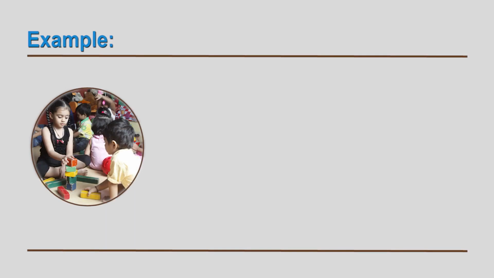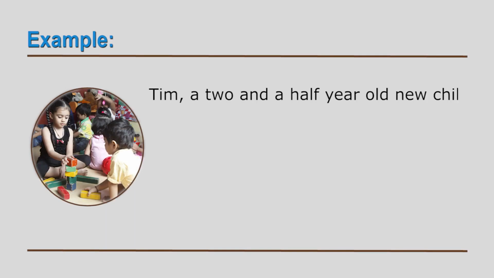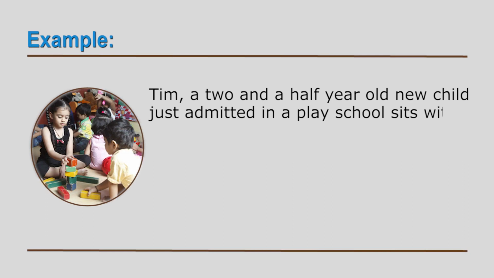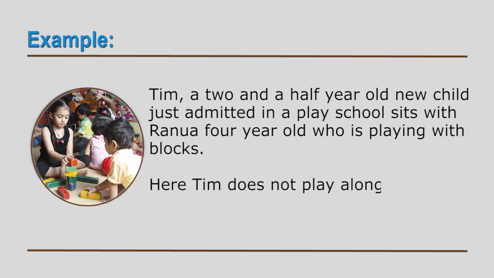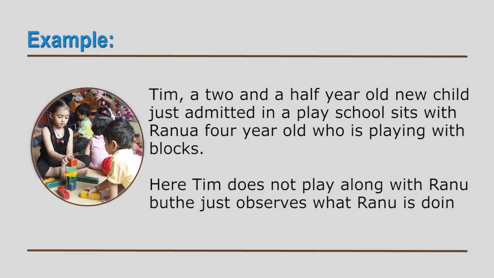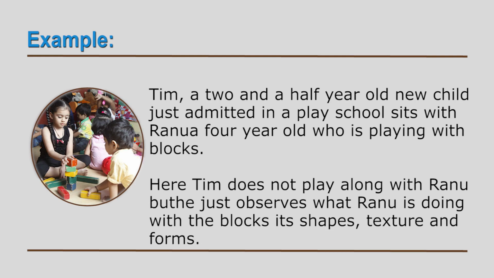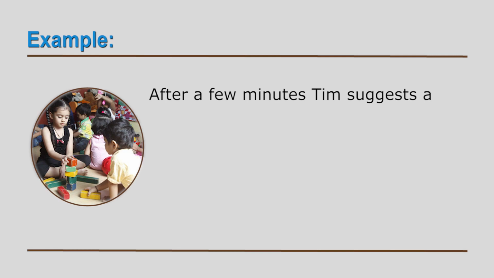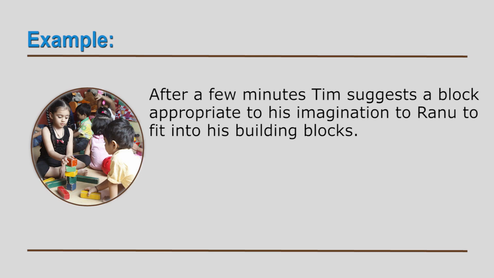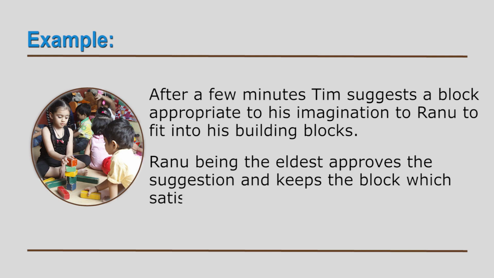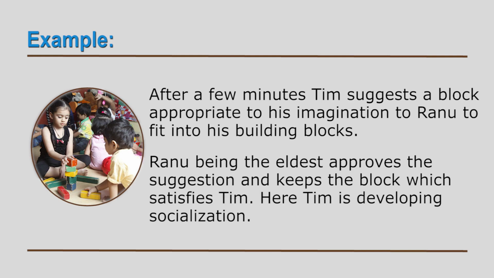playing. For example, Tim, a 2.5-year-old new child just admitted in a play school, sits with Ranua, a 4-year-old, who is playing with blocks. Here Tim does not play along with Ranua. The child just observes what Ranua is doing with the blocks, its shapes, texture and forms. After a few minutes, Tim suggests a block appropriate to his imagination to Ranua to fit into his building blocks. Ranua, being the eldest, approves the suggestion and keeps the block which satisfies Tim. Here, Tim is developing socialization.